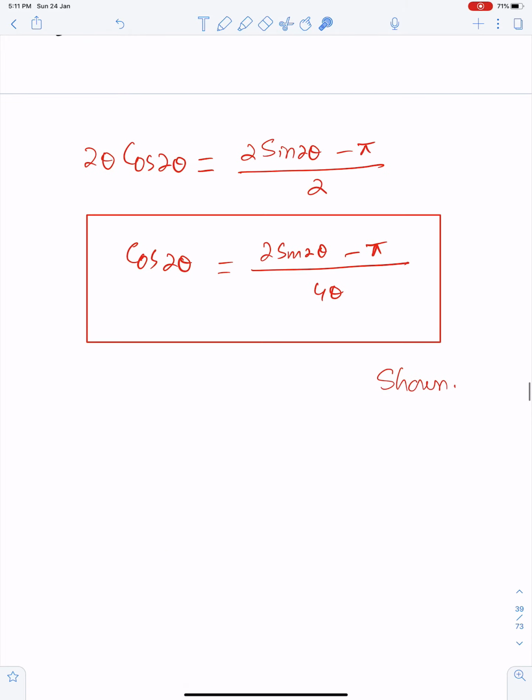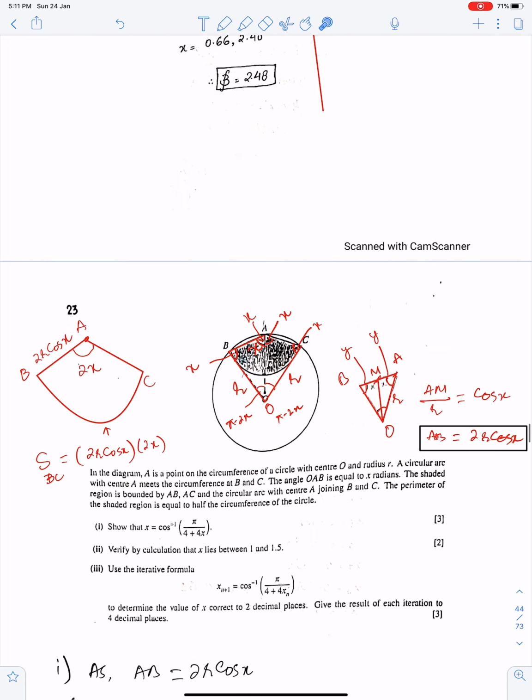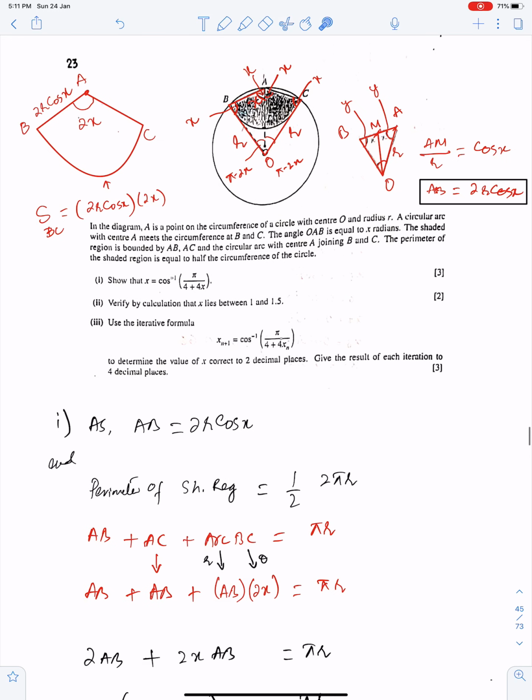Now I'm going to solve a similar question of this type, which is question number 23. In the diagram, A is a point on the circumference of a circle with center O and radius R. A circular arc with center A and radius AB meets the circumference at B and C.